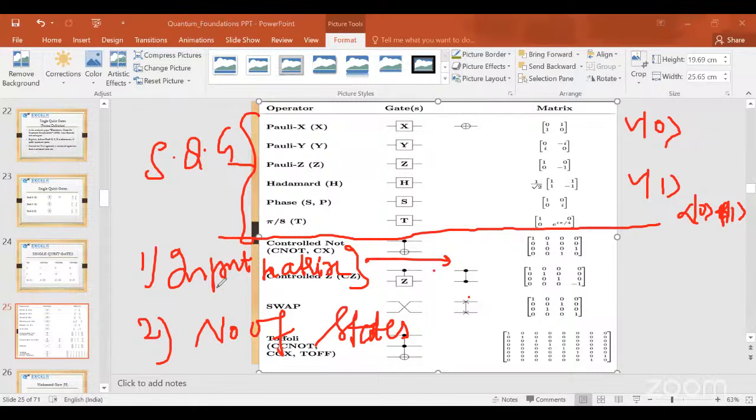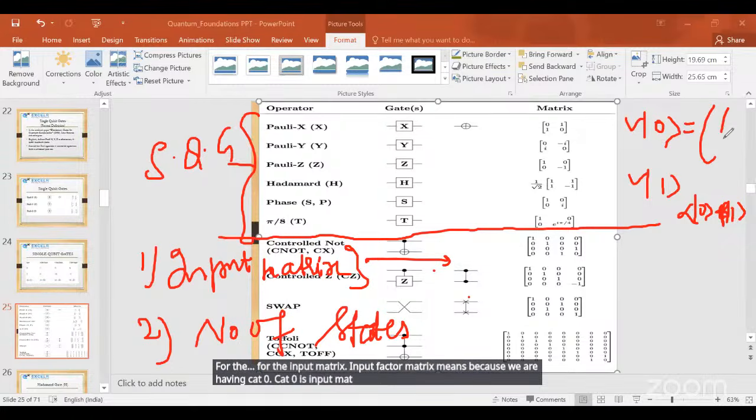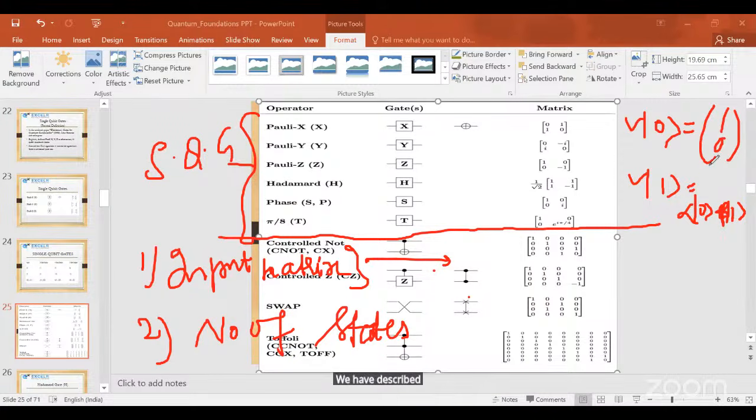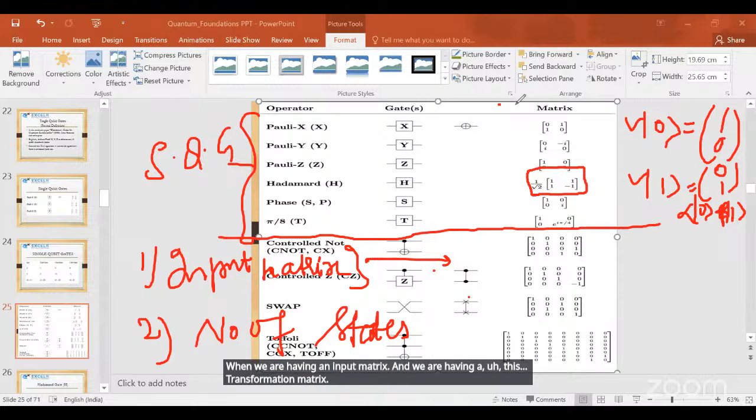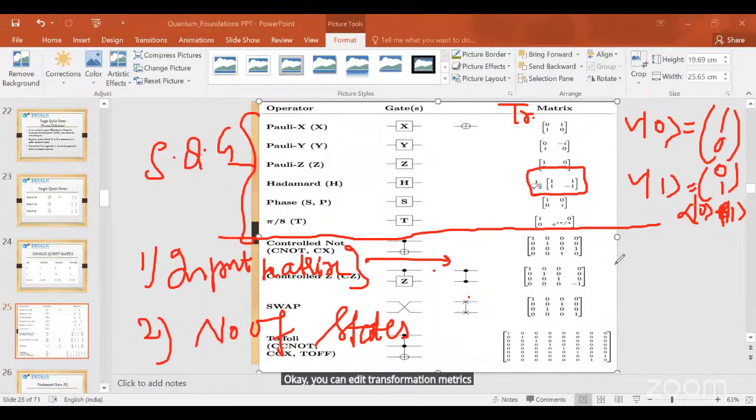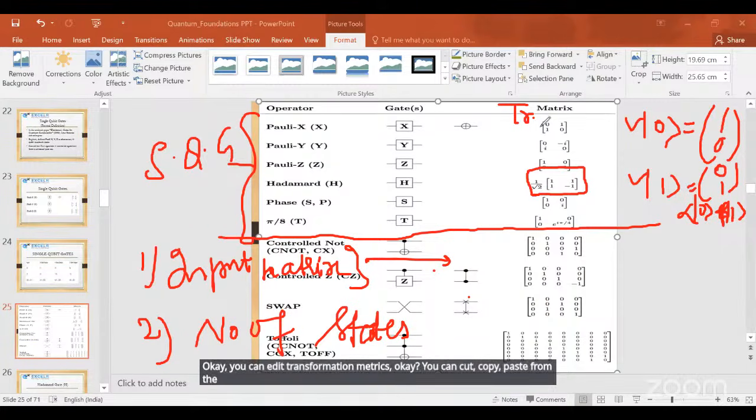For the input matrix, because we are having cat 0, the input matrix is this one, as we have described. Cat 1's input matrix is 0, 1. When we have an input matrix, and we have this transformation matrix, you can cut, copy, paste it from Wikipedia and then edit the transformation matrix. So these matrices are called the transformation matrix.